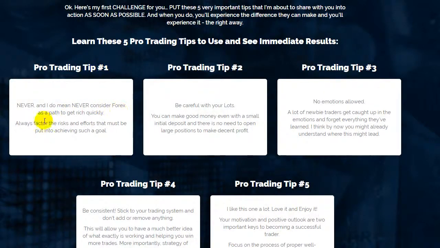Yeah, never consider forex as a path to get rich quickly. That's why scalping to me has always been not so much. When I did scalp, it was more futures. Spot forex was how I started, though. But be careful of your lot sizes, absolutely.